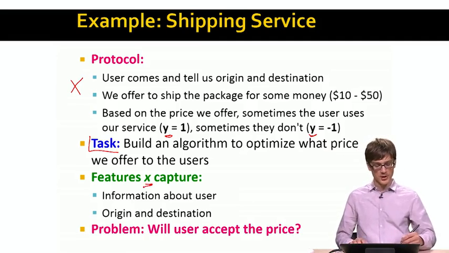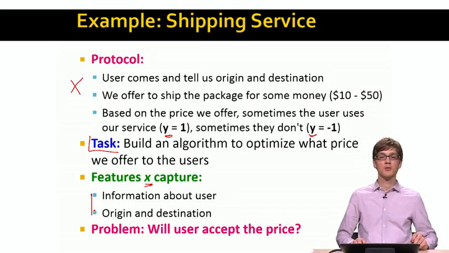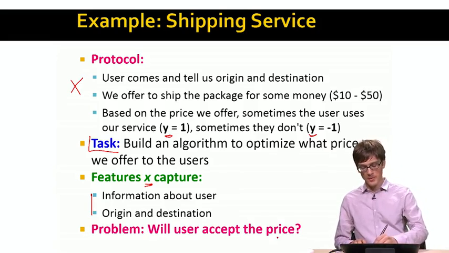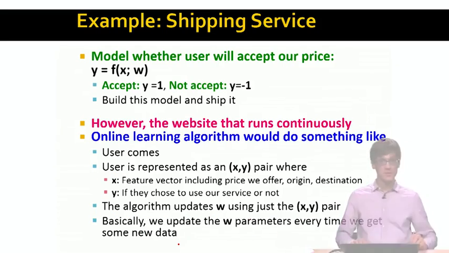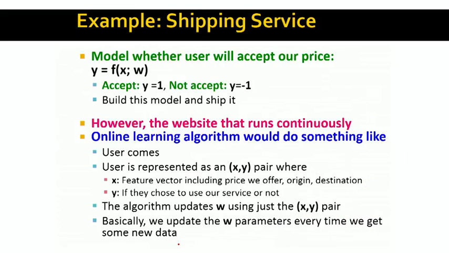As I mentioned, features X simply capture the information about the user and the origin and destination. And the problem is, given a price, is the user going to accept it or not? So how would we attack this problem? We could use lots of historical data where our features would be something about the user, something about the origin, something about the destination, and the price we set. And then Y is simply +1 if that customer accepted our offer, and -1 if they haven't.